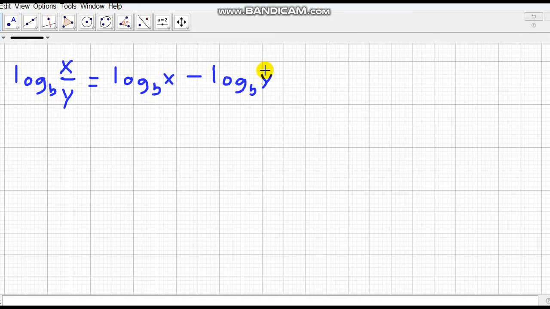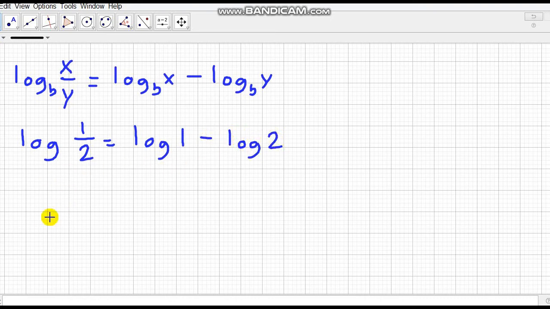This works especially well when we deal with fractions. For example, if we have the logarithm of 1/2, this can be separated as logarithm of 1 minus logarithm of 2. In the same manner, we can combine two things together if they're separated by subtraction. Let's say ln of 5 minus ln of e. This is equal to ln of 5 over e. So that's the logarithm of a quotient.